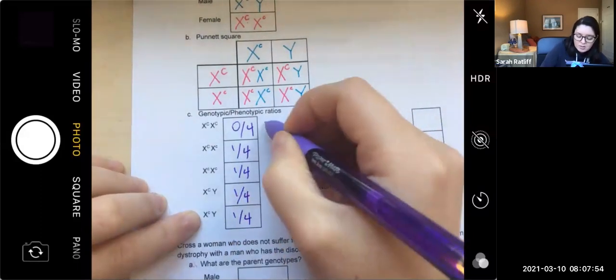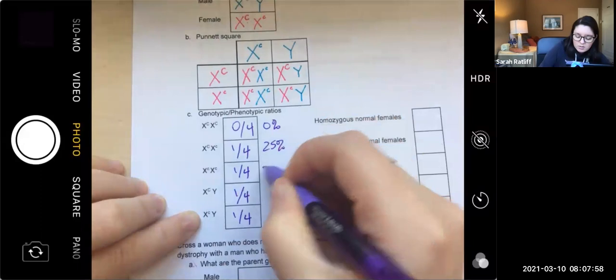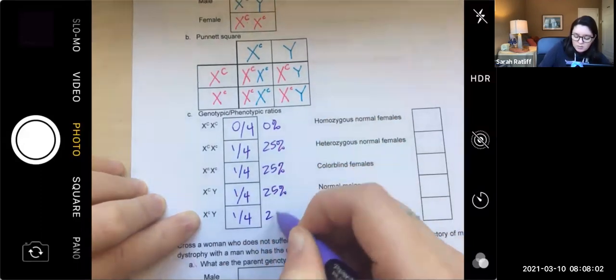If you like percentages, 0%, 25%, 25%, and 25%.